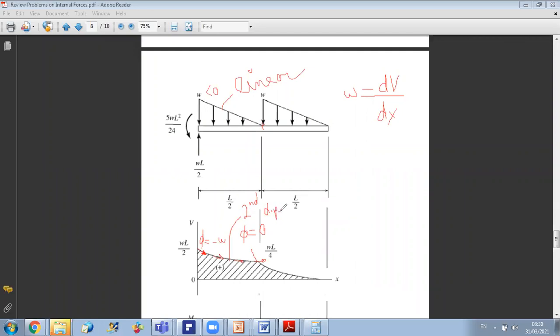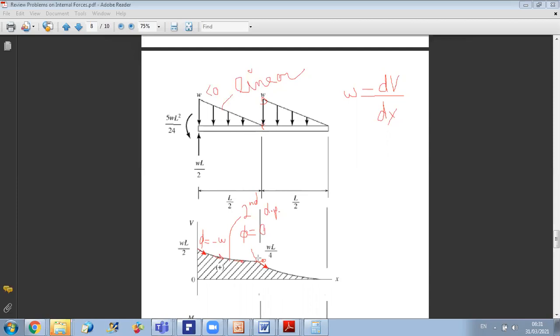Now, what happens suddenly here? I have a change in w, and a sudden change in w means a sudden change in slope. w was 0, and suddenly it is a downward distributed load, so it's a negative slope for V. So I will have a sudden change of slope at this point, because it was 0, and then it will become equal to minus omega again.